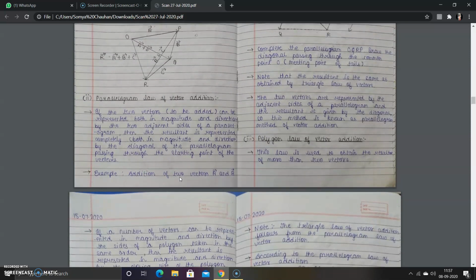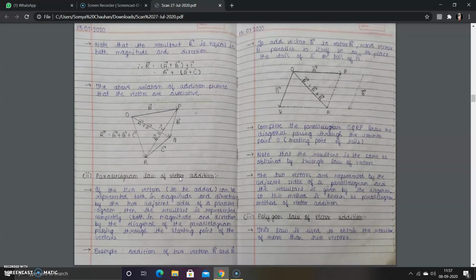बढ़ते हैं आगे हम parallelogram law of vector addition की तरफ. Now what we have to do in parallelogram law of vector addition? In this again we have to add any two vectors, but the method is that we have to add the two vectors by tail to tail method. That is, the tail of both the vectors will coincide at a single point. So O is the point where the tail of a vector and b vector are coinciding.